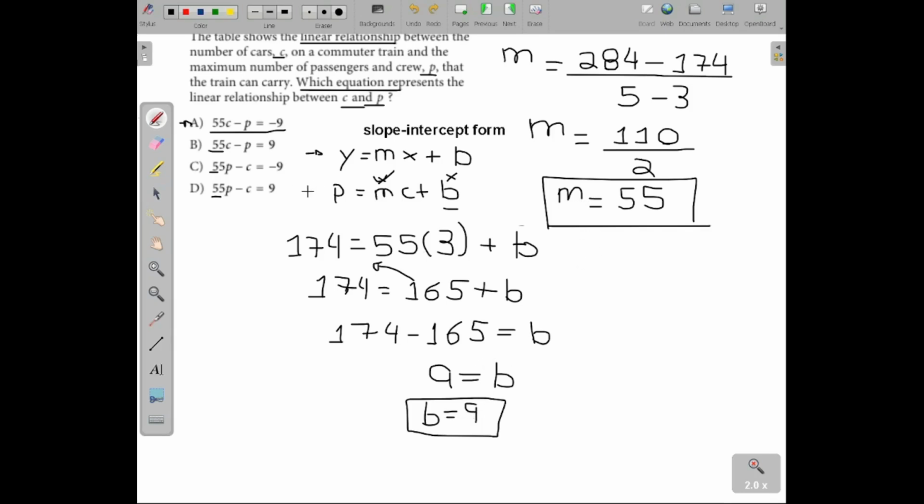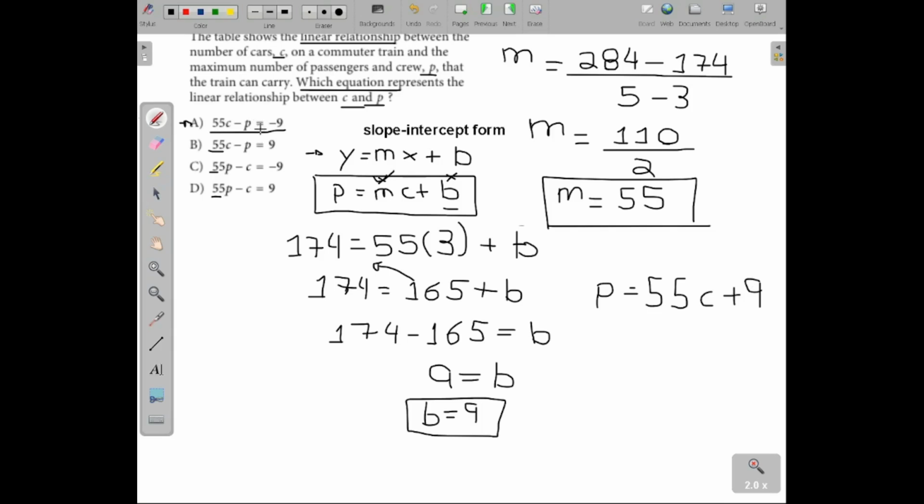Now we can replace the value of the slope and b in this slope intercept form. So p is equal to the slope 55 times c plus 9.